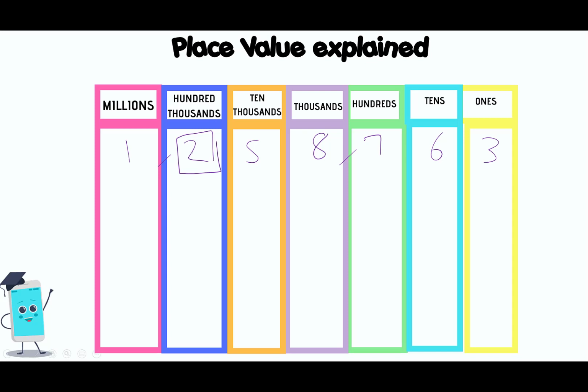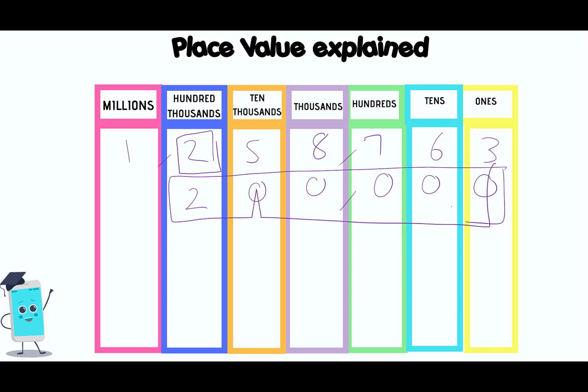Okay, my 2 is worth 100,000. So again, if I didn't know how to write that out, I write my 2, everything else just becomes a 0. Just put placeholders in. So the 2 was worth 200,000. That was the value of the 2 in that number.